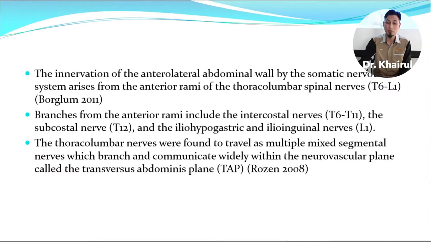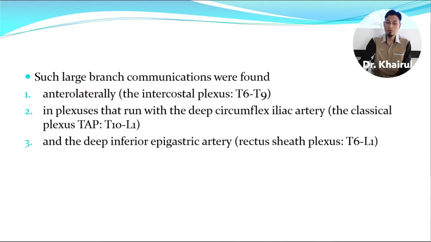Such large branch communications were found anterolaterally, which is the intercostal plexus from T6 to T9, in plexuses that run with the deep circumflex iliac artery, which is the classical TAP plexus from T10 to L1, and the deep inferior epigastric artery, which is the rectus sheath plexus from T6 to L1.